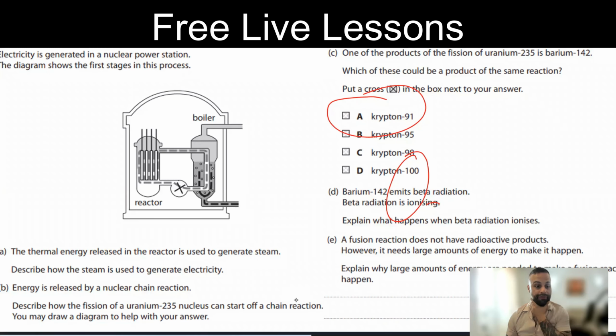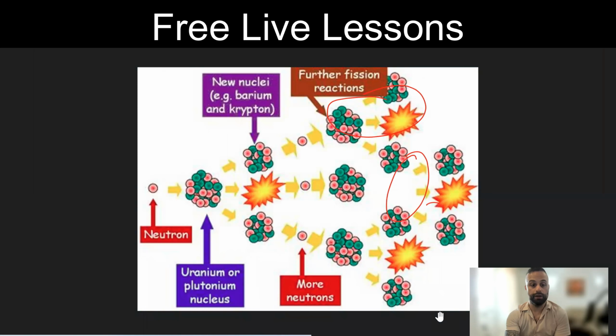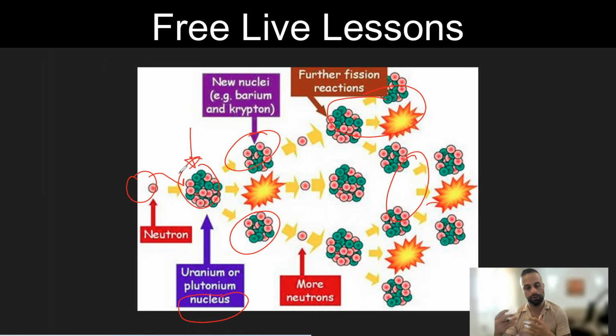Question B, describe how a fission of uranium-235 can start off a chain reaction. You may draw a diagram to help with this. Now, this is the diagram they're looking for. So what you start off is uranium-235, the nucleus of uranium-235, and you fire a neutron at the nucleus of uranium-235. Now, when the neutron enters the nucleus of uranium-235, it makes it unstable because the neutron doesn't belong there. And when it becomes unstable, it splits into two daughter nuclei. Daughter nuclei meaning it's from that and then two daughter nuclei. It releases a bunch of energy and two or more neutrons.